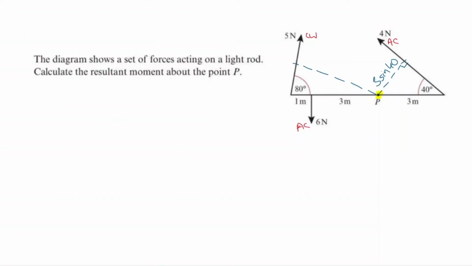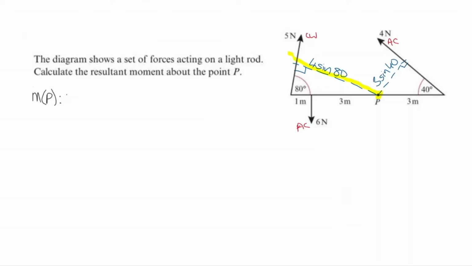We'll do the same thing, finding the perpendicular distance to the 5 Newton force. And this time round, the hypotenuse of this right angle triangle is 4. It's the opposite once again, so it's sine, and the angle is 80. So 4 sine 80. Okay, we've got the perpendicular distances for each of those forces. We should be able to take our moments now.